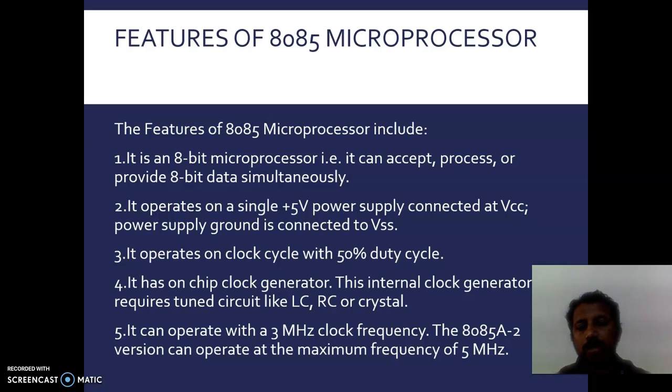Features of the 8085 include, first, that it is an 8-bit microprocessor. It is an 8-bit microprocessor means it can carry out 8-bit operations like addition, subtraction, whatever it is. All these operations are carried out on 8-bit data at a time. But you can go for 16-bit data provided you use some special instructions. But the ALU is designed for 8-bit only.